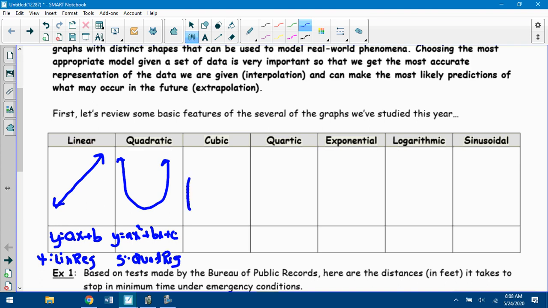Cubics look like this, kind of like the snaky graphs. And those kind of are like quadratics, but they start with y equals ax to the third plus bx squared. I'm just going to say plus dot dot dot because those go on down to a constant. And in that menu, that would be CubicReg.